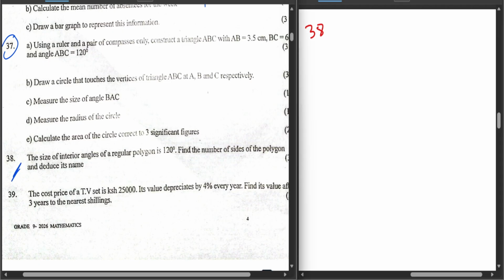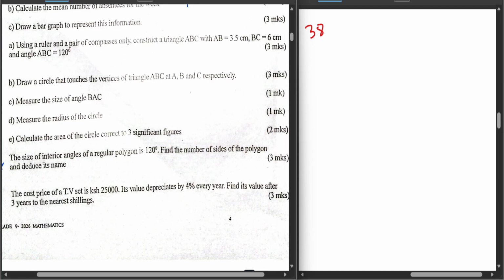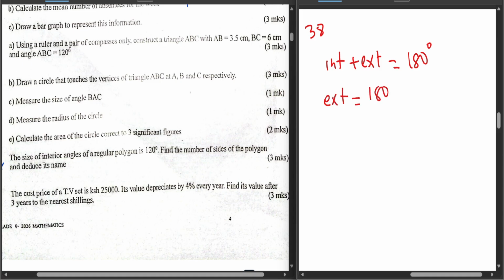Now for question 38, which is very easy, you've been told the size of the interior angle of a regular polygon is 120 degrees. Find the number of sides of the polygon and deduce its name. Now we know that interior plus exterior gives you 180 degrees. You know the interior, so to get the exterior, you take 180 minus the interior, which is 180 minus 120, giving you 60 degrees.